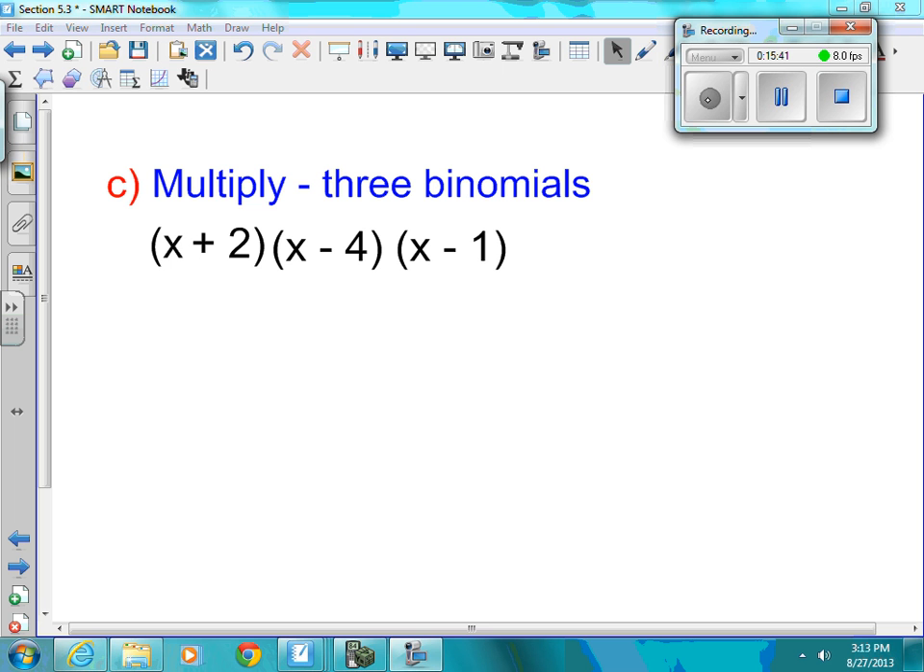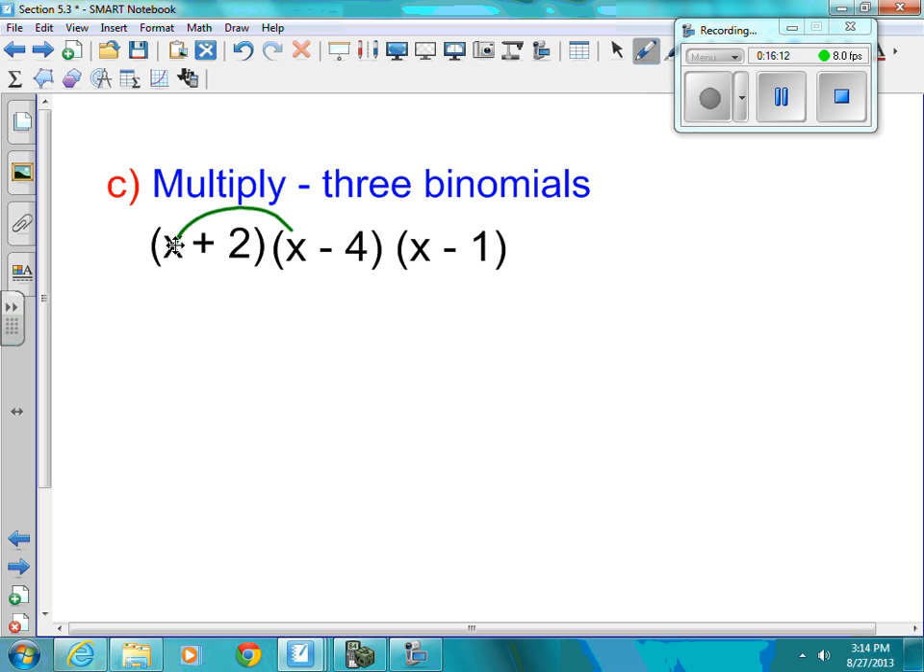Play it again. Here's one for you guys to try: (x plus 2) times (x minus 4) times (x minus 1). I'm going to pause it, or you pause it on your end, and you try multiplying these out and see if you get the same thing I get. Okay, so we just said you can't multiply 3 things in a row all at once. You have to pick 2 and multiply them together. So I'm going to do (x plus 2) times (x minus 4).